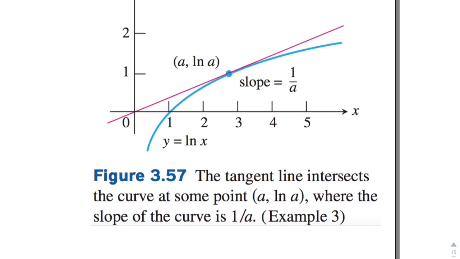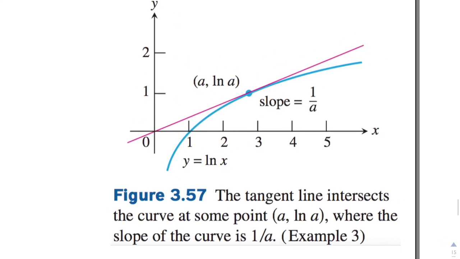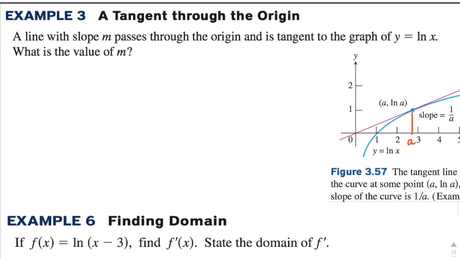So here's what we need to do. We need to find the location here of what a is. I don't know what that location is. What I do know, it's somewhere between 2 and 3. And I also know it's unknown. So what I want to do in this example, I want to find a line with slope m that passes through the origin and is tangent to the graph of y equals ln of x. What is the value of m? What's the value of my slope? There's a lot of working parts here, so please follow along.